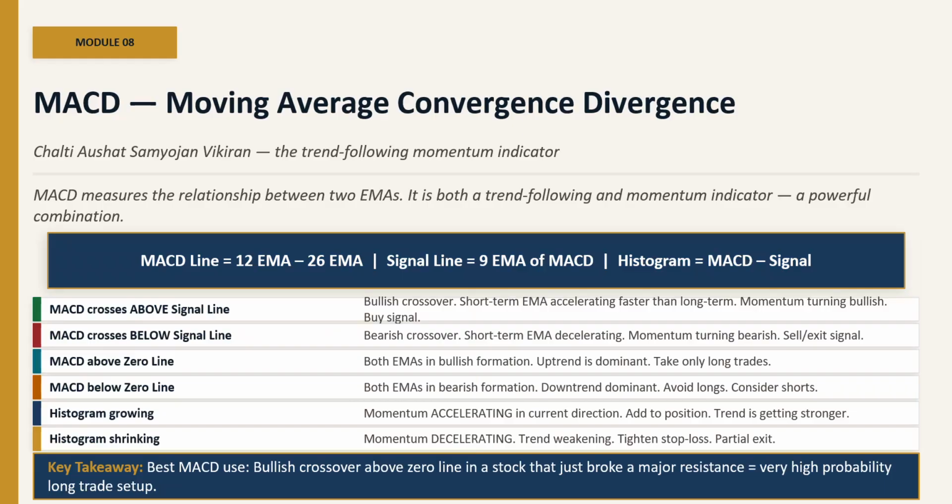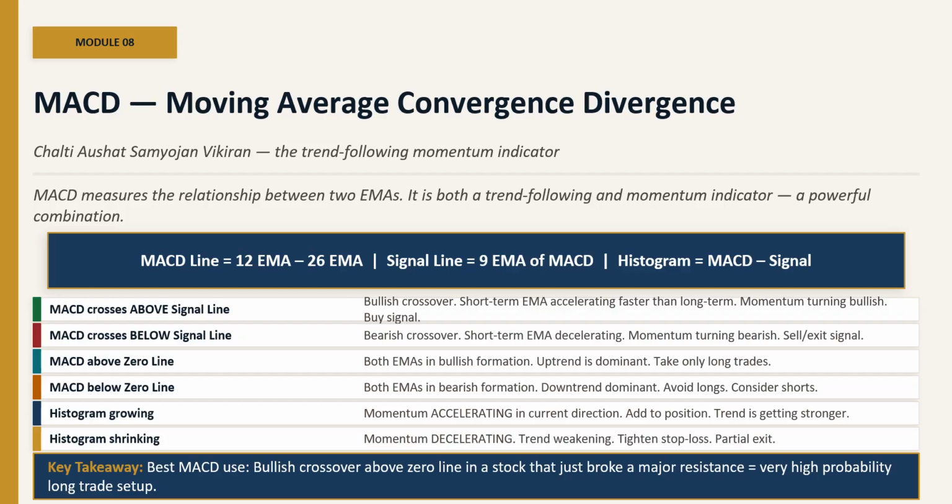MACD is moving average convergence divergence. It measures the relationship between two exponential moving averages. It is both a trend following and a momentum indicator in one. The three components. MACD line equals 12 EMA minus 26 EMA. Signal line equals 9 EMA of the MACD line. Histogram equals MACD minus signal, showing the distance between them.